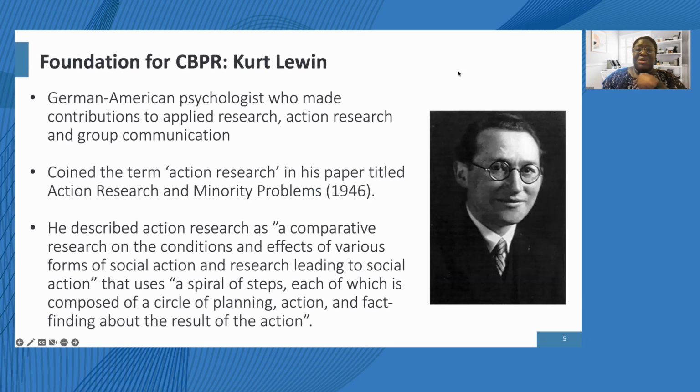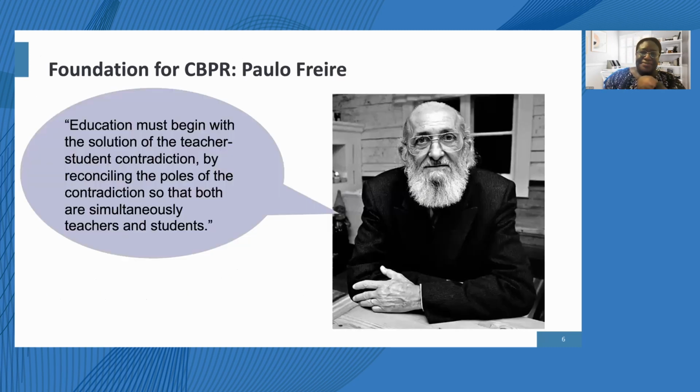So the foundation of CBPR is based in two different people, one of them being Kurt Lewin, who actually coined the term action research in 1946. In this, he basically stated that there was a huge gap between theory and research, and that we really needed to make sure that our research was leading to some sort of action to solve some problems in the actual world. So he felt that we should really think about how we address social issues and not just do research for research's sake.